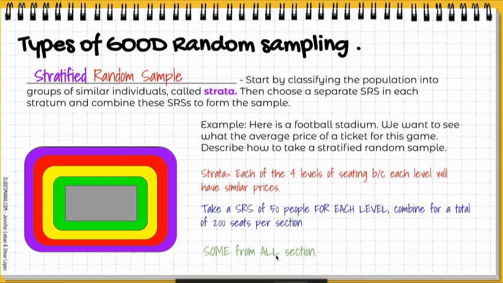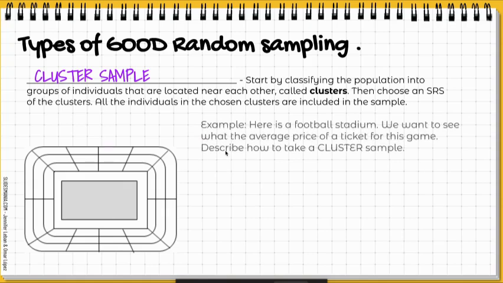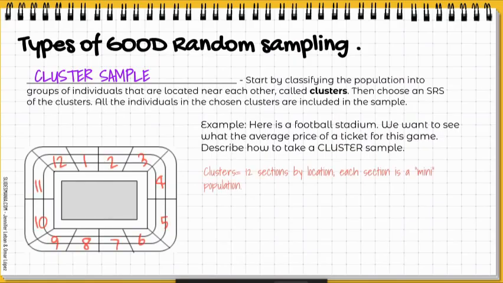Okay, so that's stratified. The next one is cluster sample. So you start by classifying the population into groups of individuals that are located near each other, called clusters. Then choose an SRS, a simple random sample, of all the clusters. All the individuals in the chosen cluster are included in the sample. So for this, our clusters would be our sections. We're doing the same football stadium, but this time we're going to do clusters. So number your clusters.